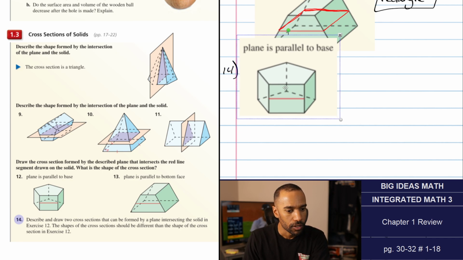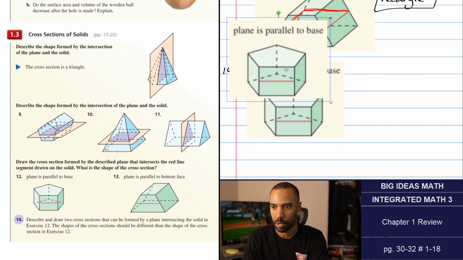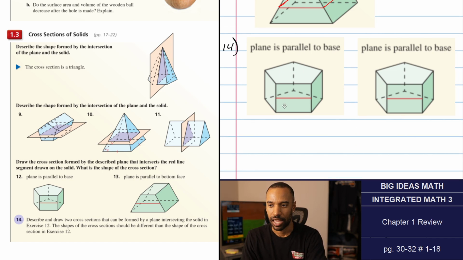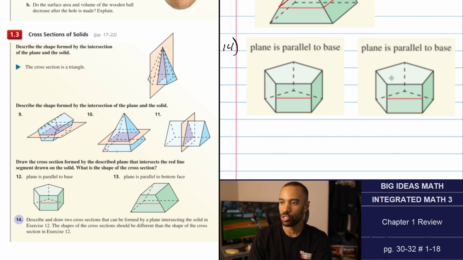They said two cross sections, so let's do two separately. We're going to have to ignore what's already there with that red line. Two cross sections to be formed by intersecting. The shapes of the cross sections should be different than the shape of the cross section in exercise 12. Okay, so let's do one that's vertical through it instead. So totally ignore that red line if you can as much as possible.